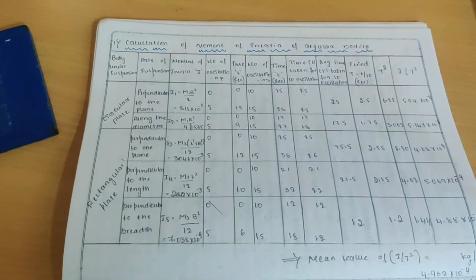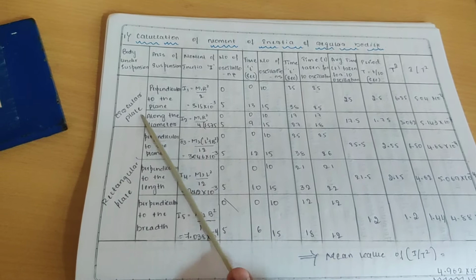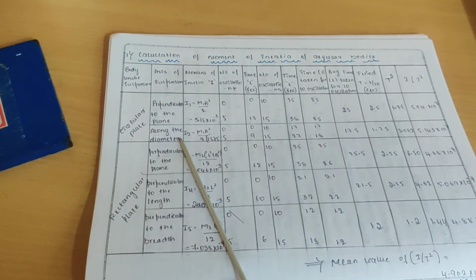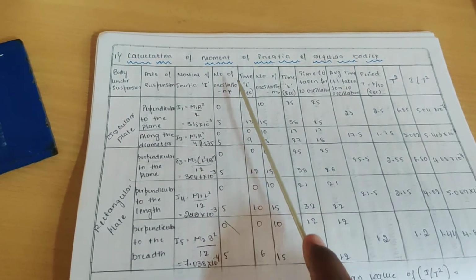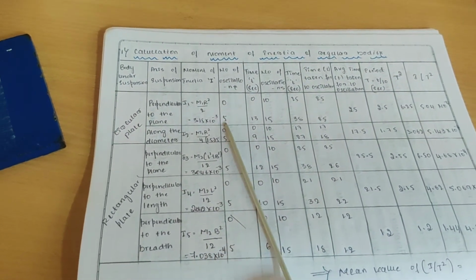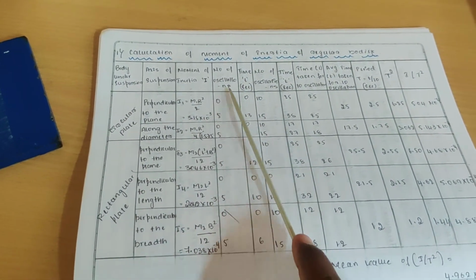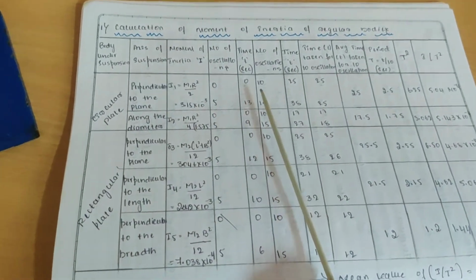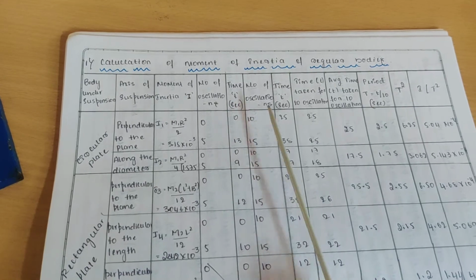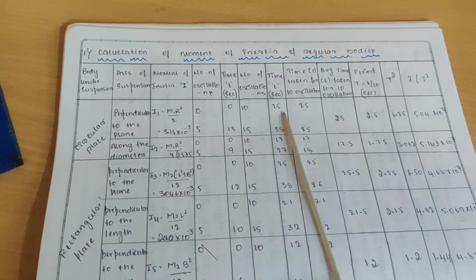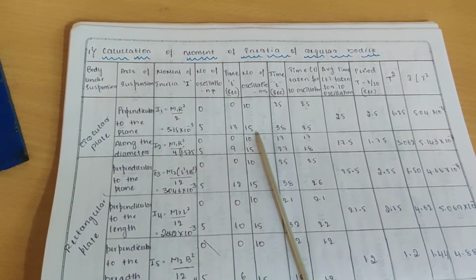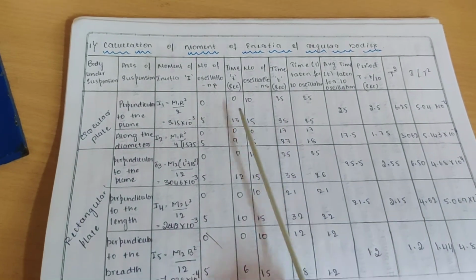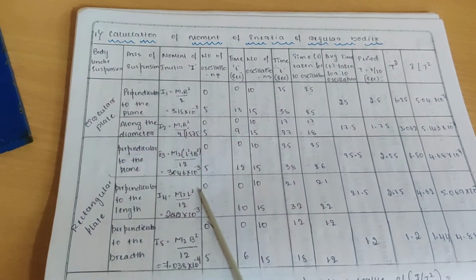See, this is the tabular column. So we have seen the circular plate perpendicular to the plane and along the diameter. In perpendicular to the plane, number of oscillations 0, 5, 10, 15. For 0 oscillations, the time taken is 0. For 5 oscillations, the time taken is 13. For 10 oscillations, the time taken is 25. For 15 oscillations, the time taken is 38. So like that we have to record the values for different axes.